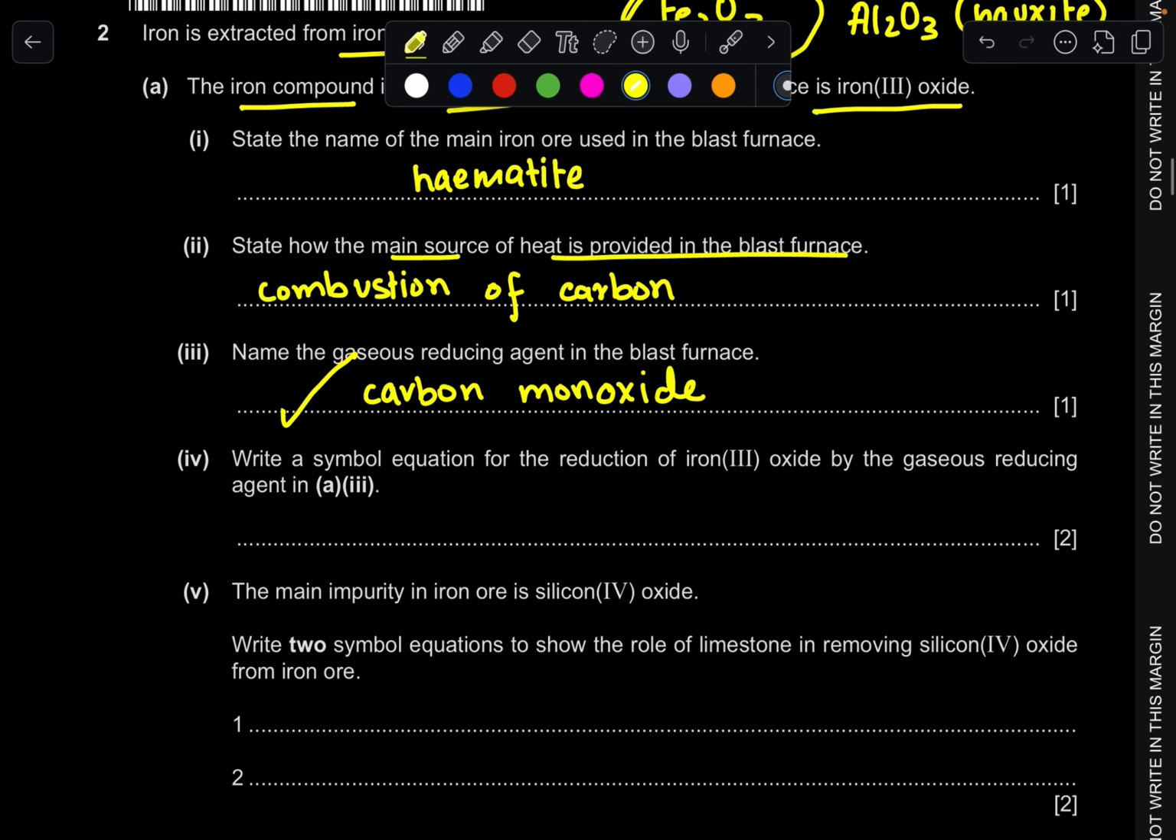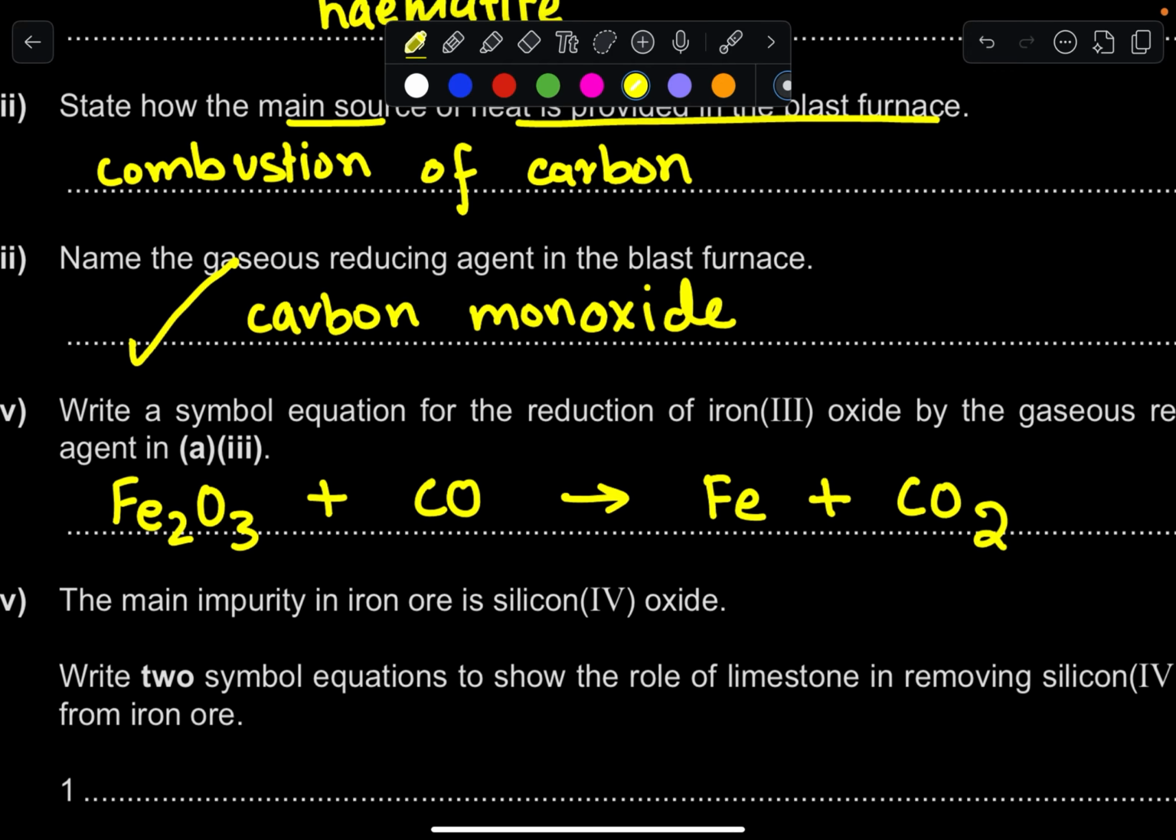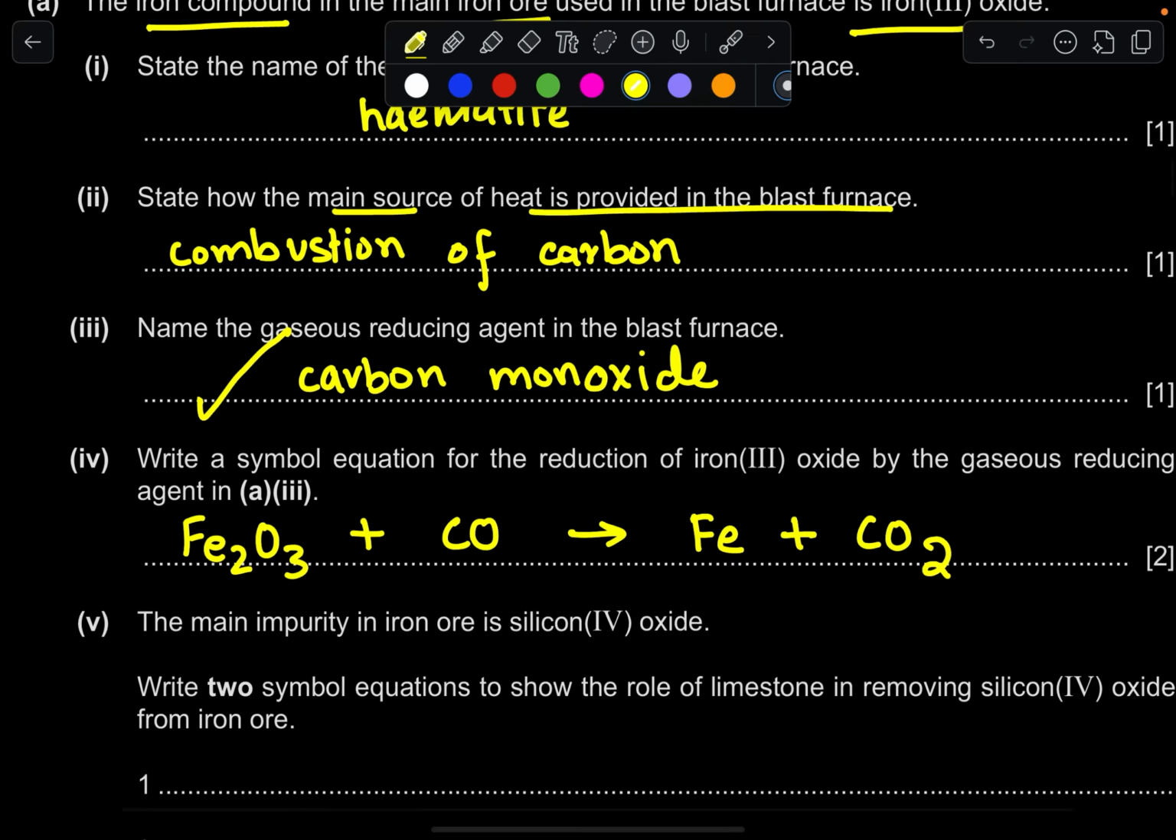Write the simple equation for the reduction of iron 3 oxide by the gaseous reducing agent in A2. Okay, so we have our hematite. Do we have to write the simple equation? No, we just got to write the normal equation. Reacting with carbon monoxide to form iron plus carbon dioxide, right? So to balance it out, I'm going to put a 3 here, a 2 here, and a 3 here so that it gets balanced.